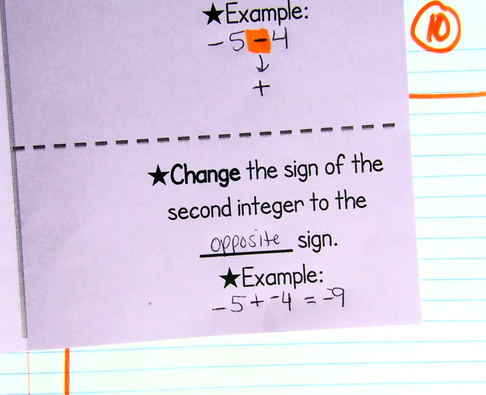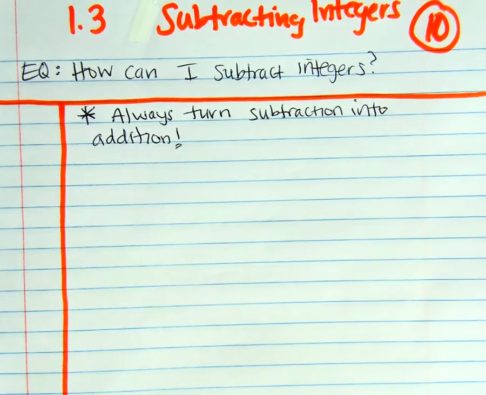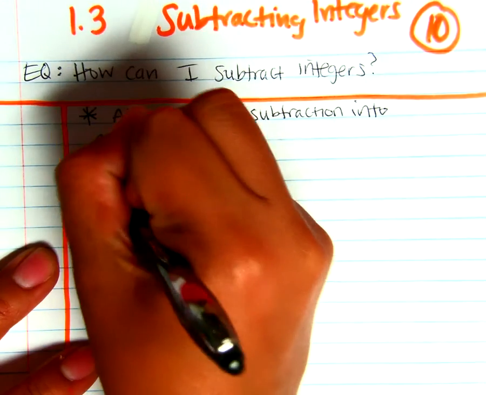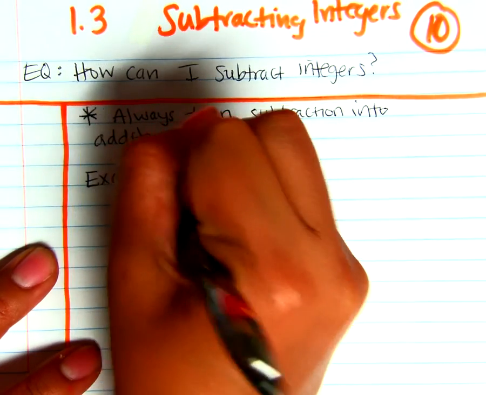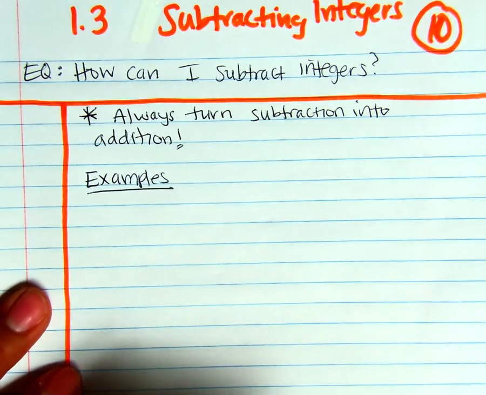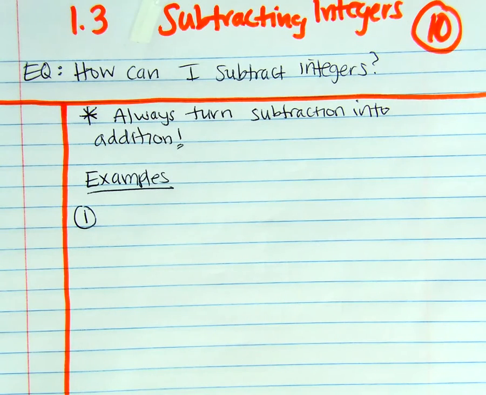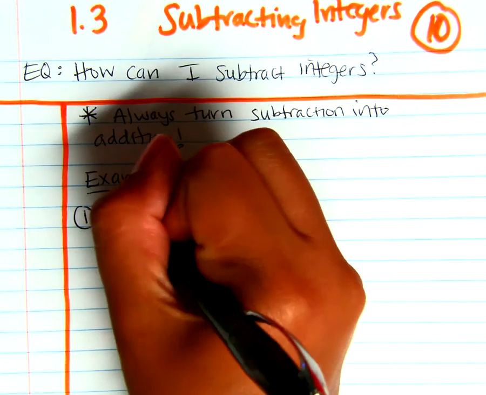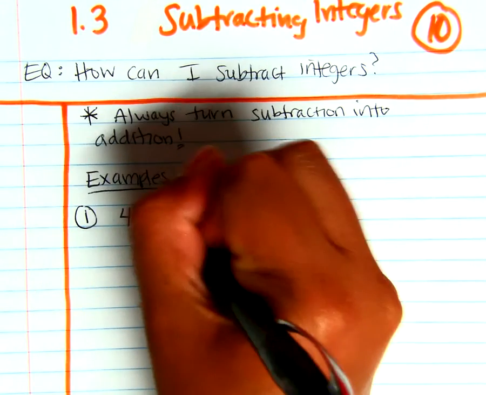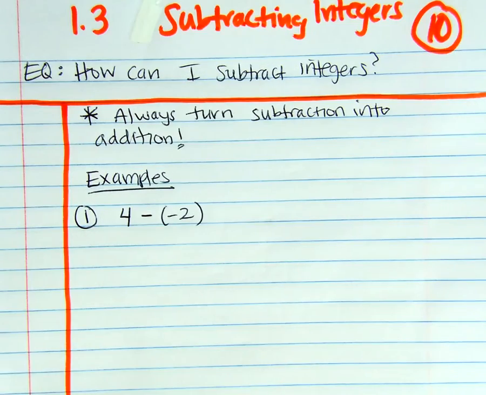Okay, so we're going to move this over to the left side, and we're going to go through and do some examples on the right side. So example number 1: 4 minus a -2.